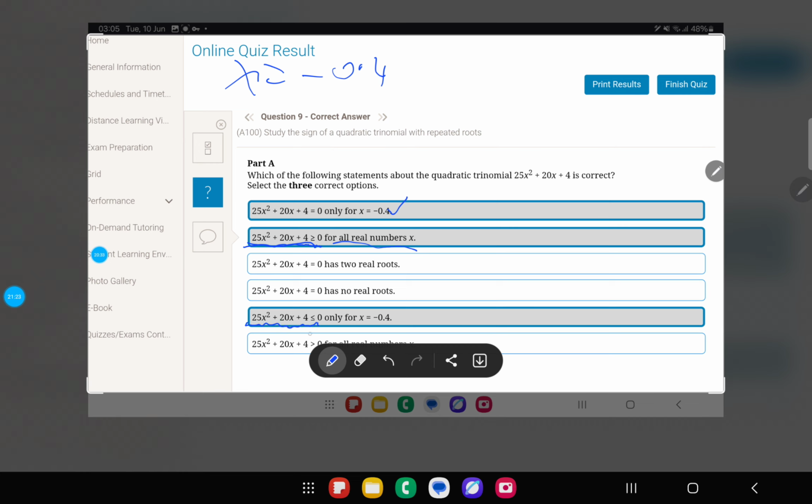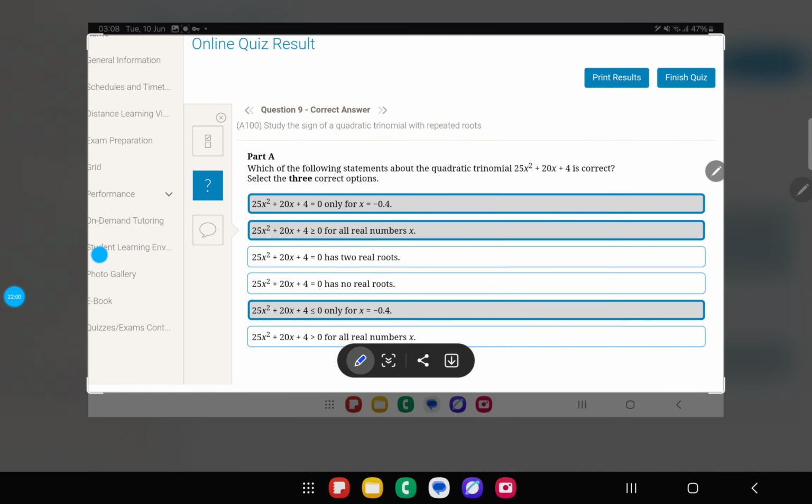Now here it's the same thing, except it's less than or equal to 0. So since it's less than or equal to 0, it's only for x equals negative 0.4, right? Because it's less than or equal. The equal makes it x equals negative 0.4. Less than doesn't make it a set of real numbers. If it was greater than, it's the set of real numbers, right? Wait one minute. Sorry guys, I lost focus for a second.